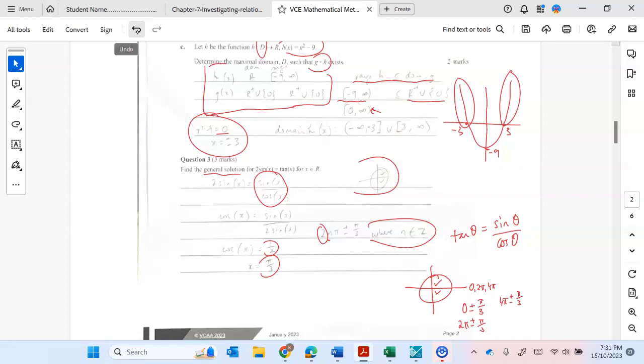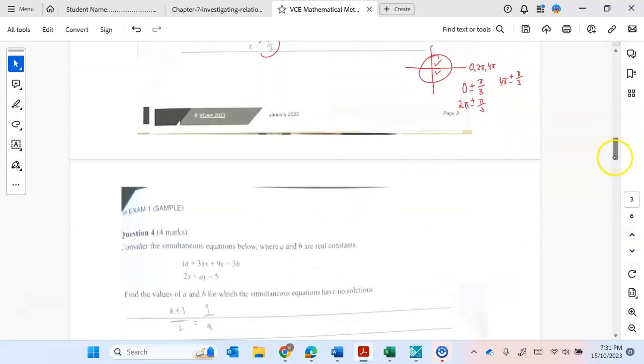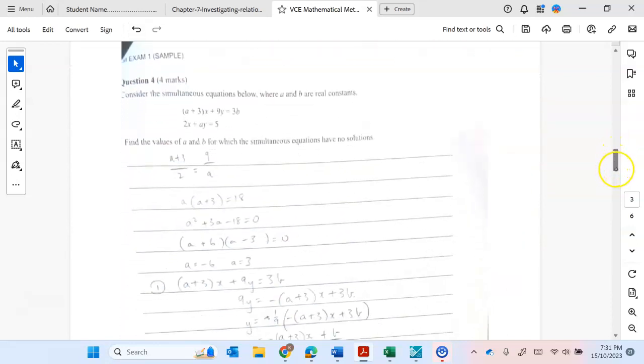So, yeah, if you feel like you can't remember your general solution, just remember the unit circle and you'll be able to work it out from there. All right, moving on to question 4.